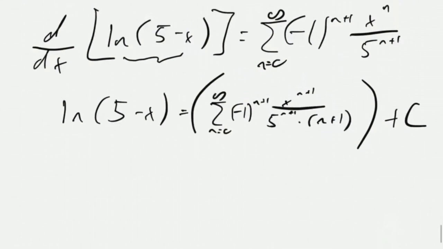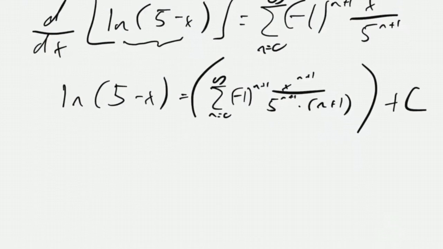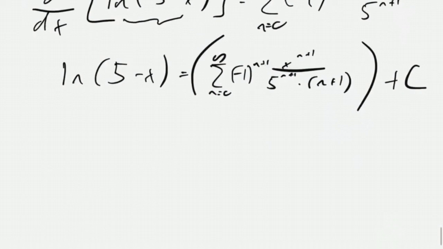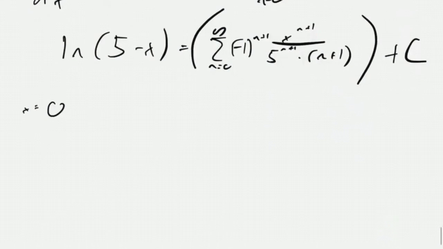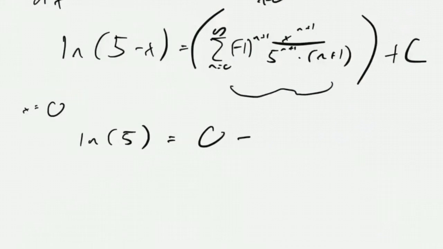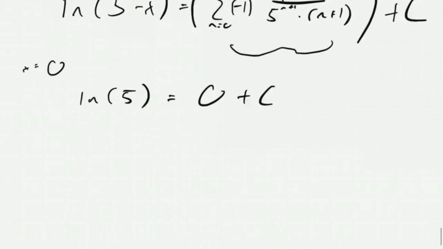Now, this will be a good example because c is not going to be 0 in this case. How do we figure out what c is? Again, let's plug a value of x into both sides. Plug in 0. On the left side, I get ln of 5. On the right side, this whole thing is 0 plus c. So I see that c is ln of 5.